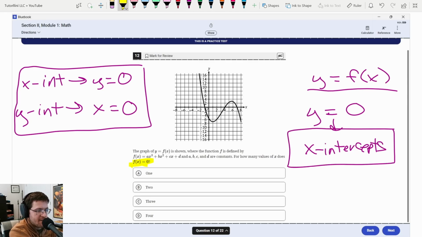So I'm going to look at the x-axis and see how many times the graph meets it. 1, 2, 3. There appears to be 3 x-intercepts, which gives us choice C.